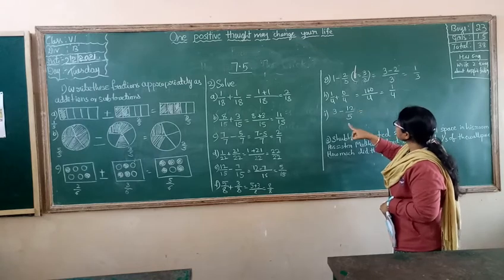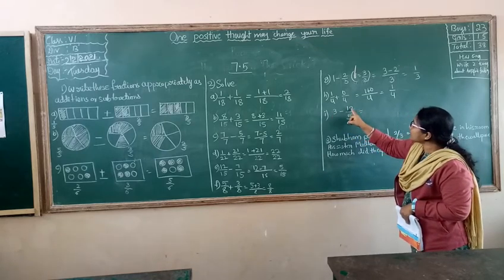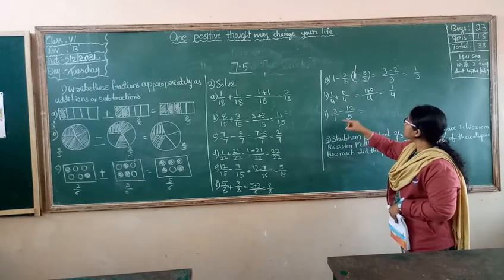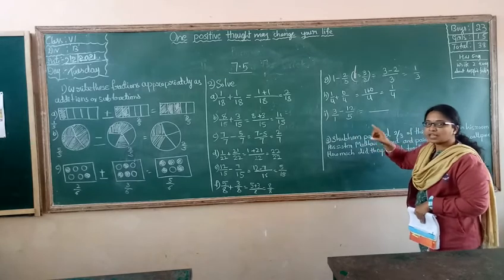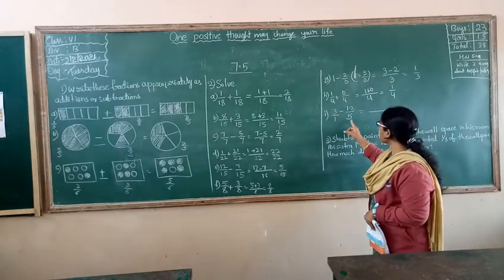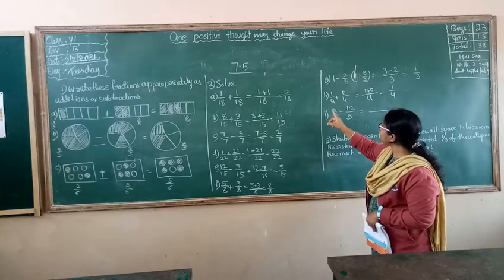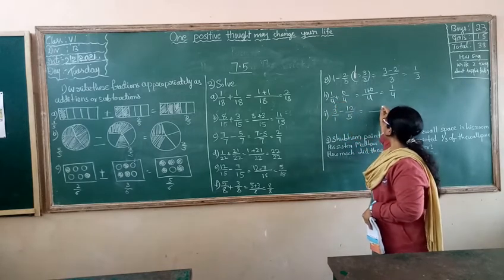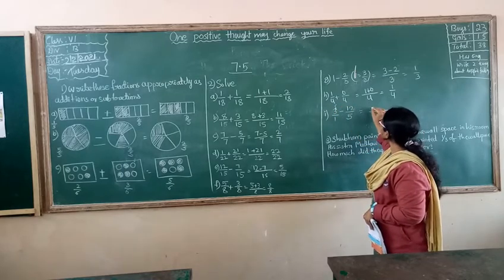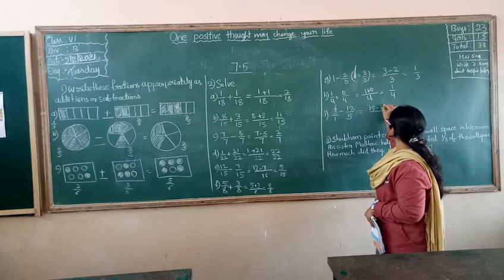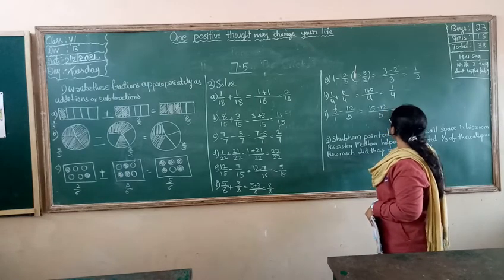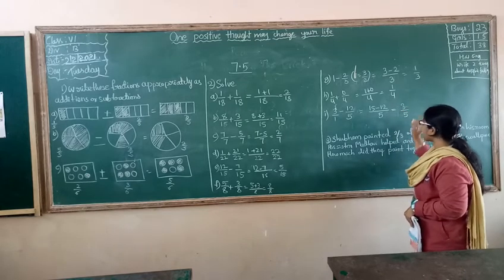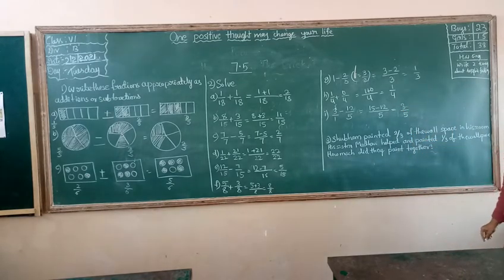And here, see, here is 3 and here is 12 by 5. Here there is no denominator, it is 1. So we need to make the denominators the same. So what we have to do is multiply 3 by 5, so it is 15. 15 minus 12 divided by 5, it is 3 by 5. This is the answer.